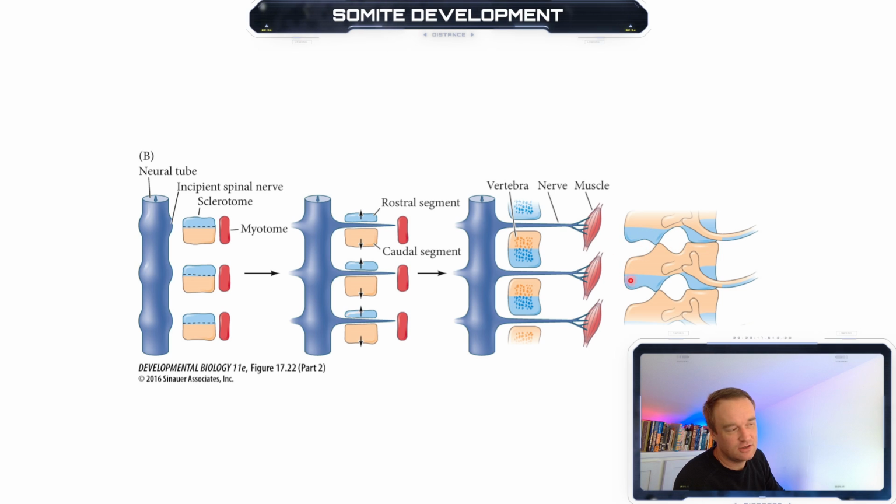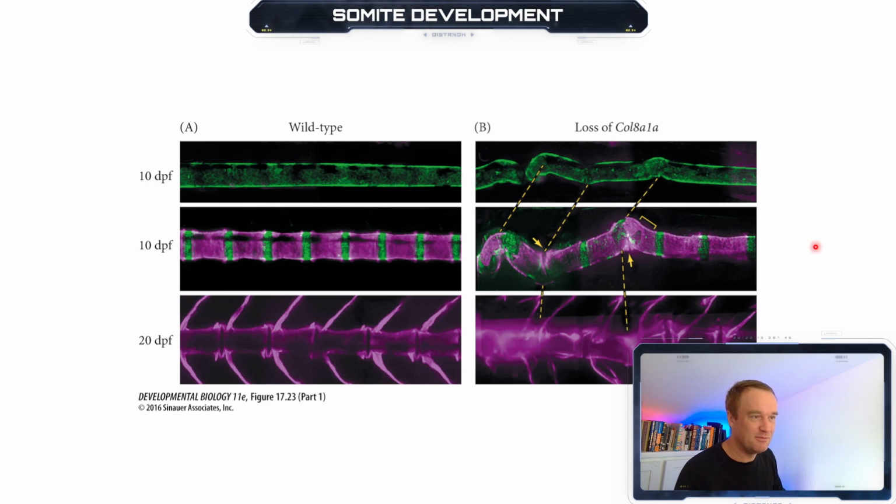So your vertebral segments here, or your vertebrae, are a combination of the top half of one sclerotome and the bottom half of another sclerotome. And they indicate that with the blue and the tan, orange, probably peach colored segments there. All right.